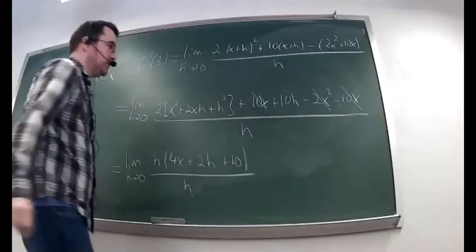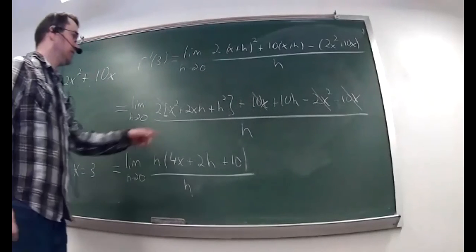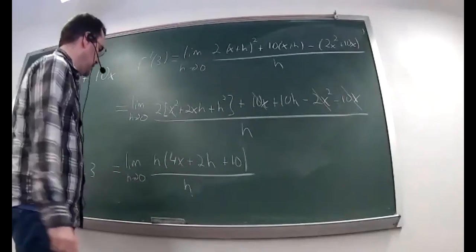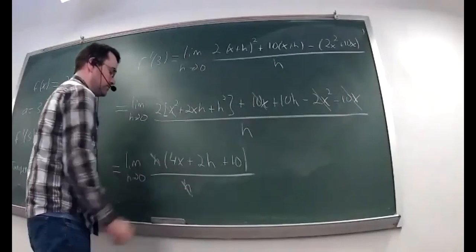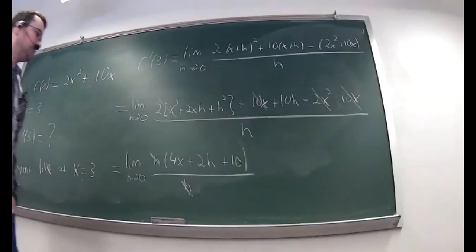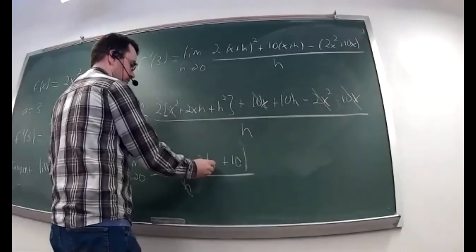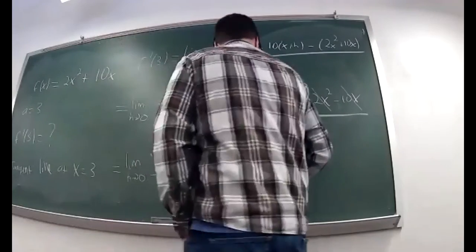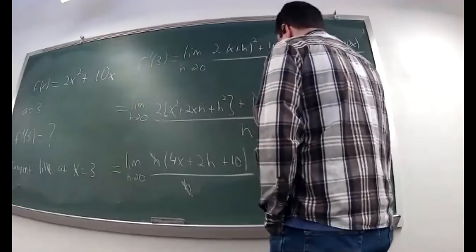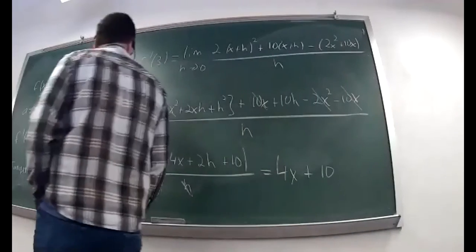Everything divided by h. Did I miss anything? I don't think so. Got the 4x, 2h, and the 10. And dividing through those h's, and then take the limit as h goes to 0, which I can get now through direct substitution, leaving me 4x plus 10.